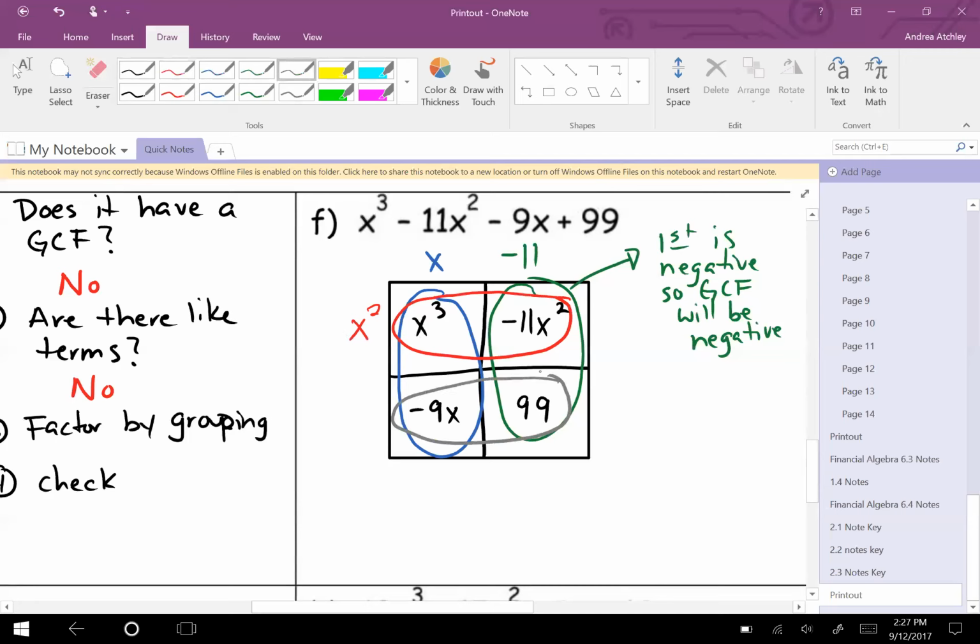Now on this last one. Esteban, what is the GCF between the negative 9 and the 99? Negative 9. Again, this is negative. So the GCF is negative.